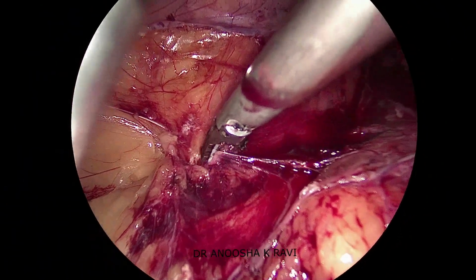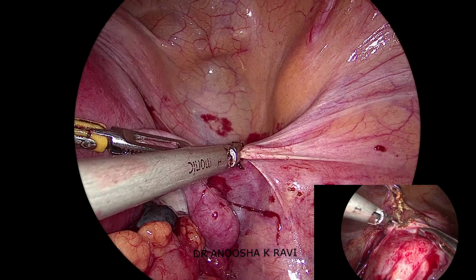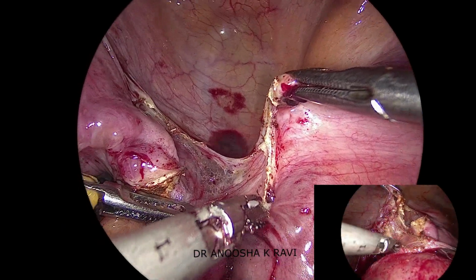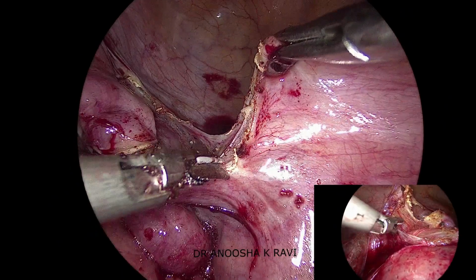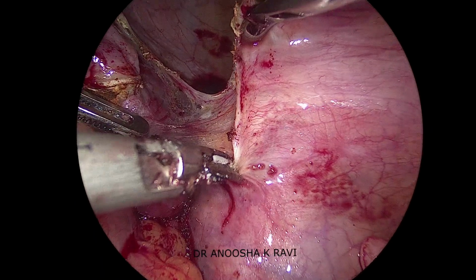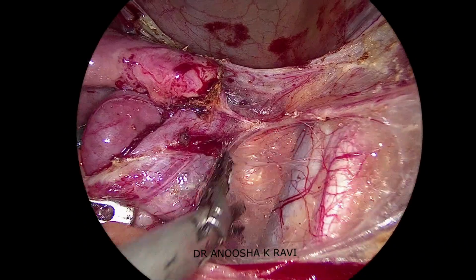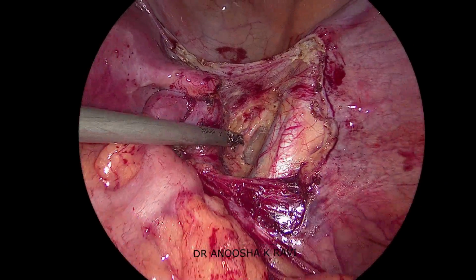This is a look at the right adnexa. Here we can see both-sided round ligament being ligated and cut. The bigger picture is of the right side and the smaller window is of the left side. Dissection is done in the loose areolar tissue to identify hypogastric or internal iliac artery. Here we can look at the internal iliac artery.